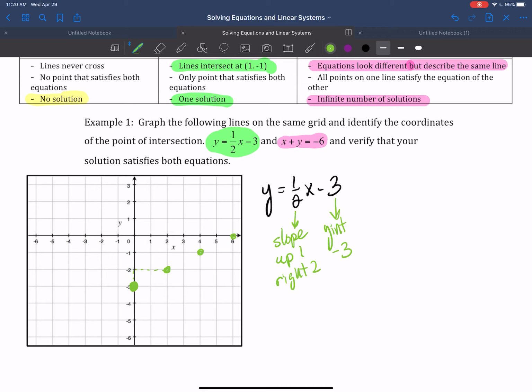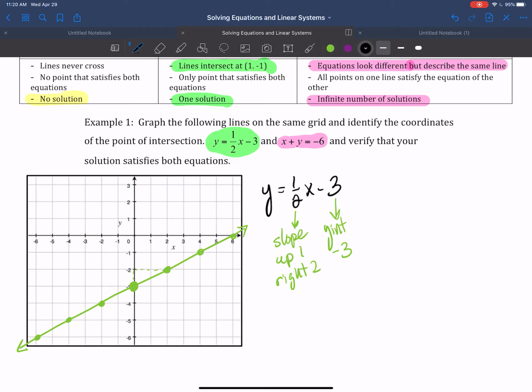And I recommend you do that a few times, going back and forth so that you get an accurate line. So that's the first line.